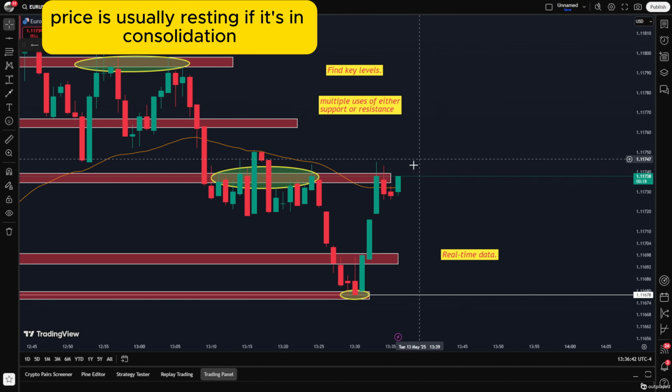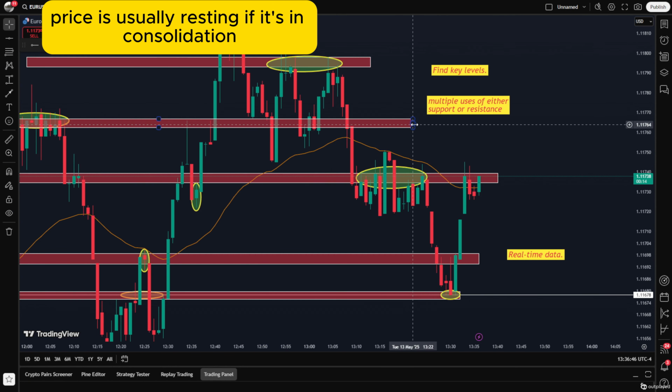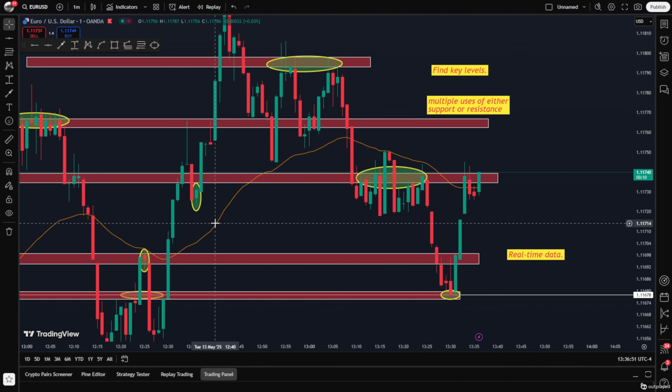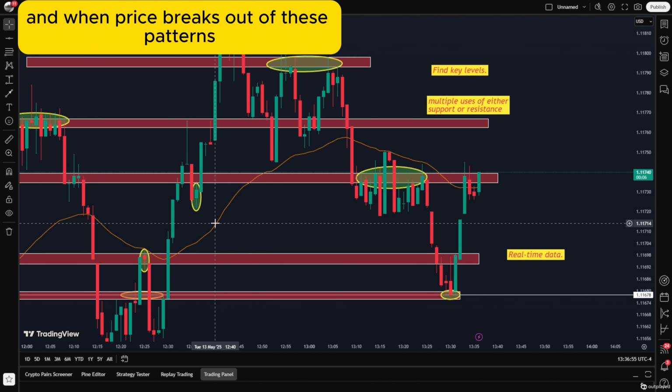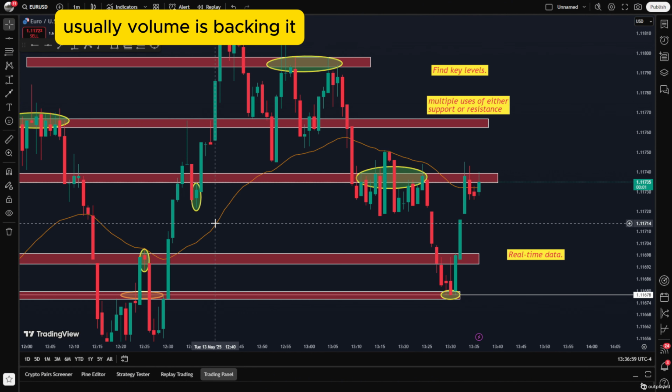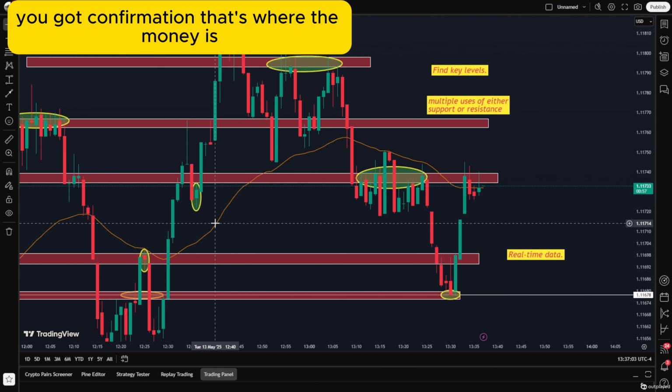Price is usually resting if it's in consolidation for the next move. And when price breaks out of these patterns, usually volume is backing it. You got confirmation. That's where the money is.